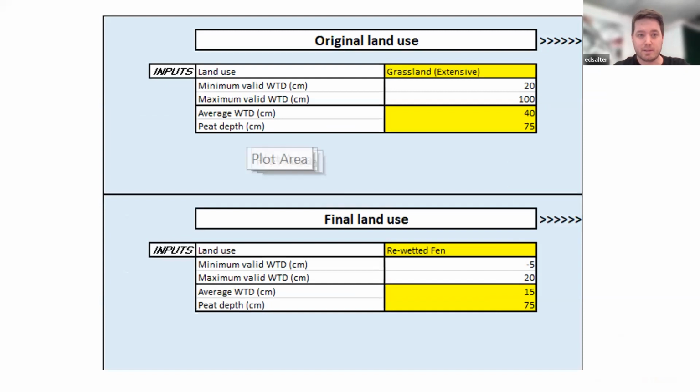And here I've entered the original land use, and you would select from a drop down the land use and the water table average, which is also in the field protocol, but it has here the minimum and maximum. And then you would do the step change to your final land use, including your peat depth and water table depth.